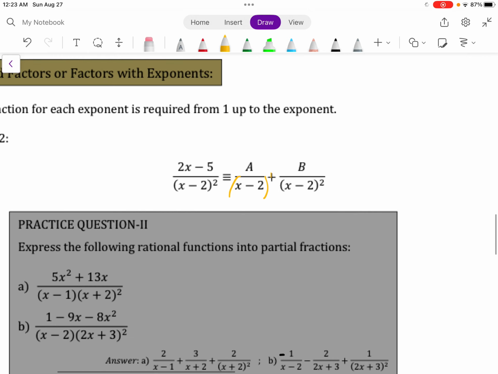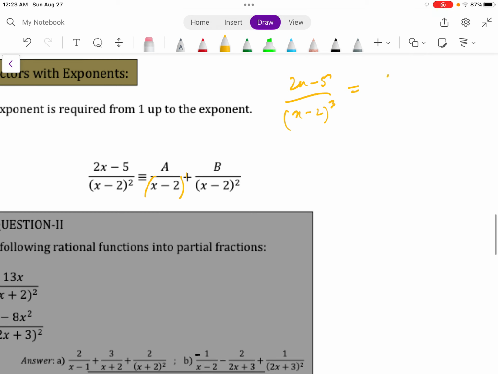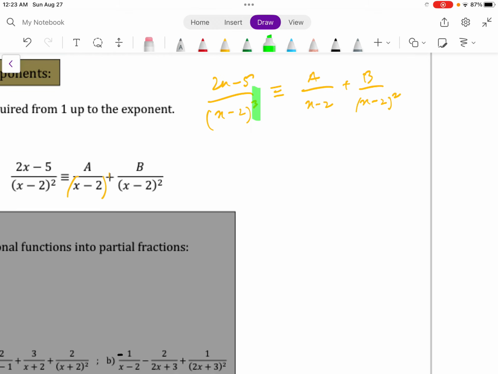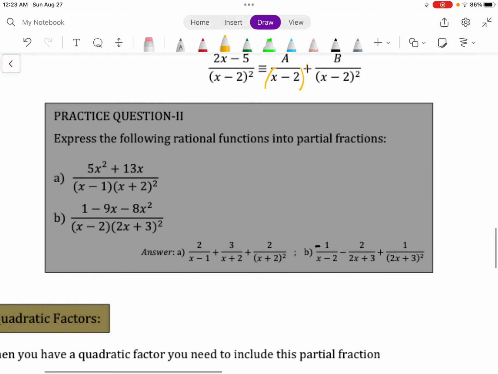power 2. If it was 2x minus 5 over x minus 2 to the power of 3, we have to let it 3 times. So it will be A over x minus 2 plus B over x minus 2 squared. Since we have power 3 here, we have to let it one more time. So this is C over x minus 2 to the power of 3. So this is how we let with the repeated roots.